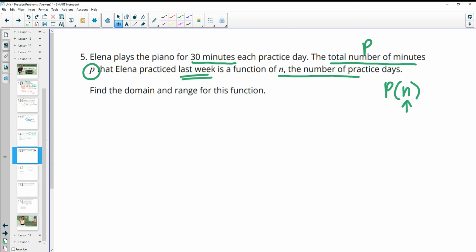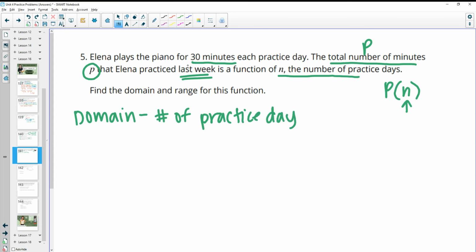And N represents the number of practice days. So I'm just going to write it out in words. And then, so what could that be? Well, we're talking last week, and last week only has 7 days. So this is going to be the whole numbers 1 through 7. Well, actually 0 through 7. She could have practiced 0 days, so she didn't practice at all. She practiced 1, 2, 3, 4, 5, 6, or 7 days. That's it.